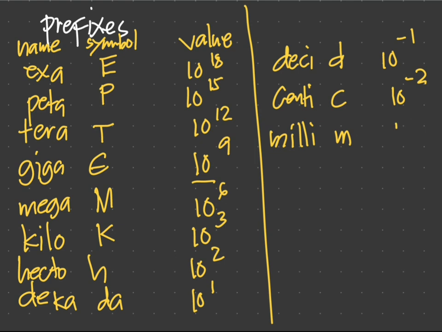Then you must remember all of this. Milli is 10 to the negative 3. Say for example, you're given 2 millimeters. The unit here is meter. You just add milli. So that means this is 2 times 10 to the negative 3 meter. Got that?